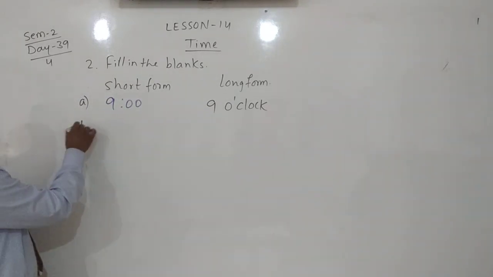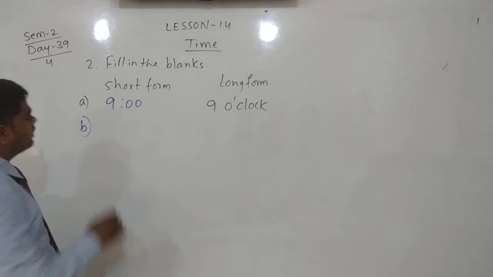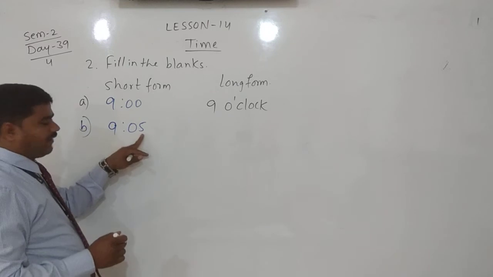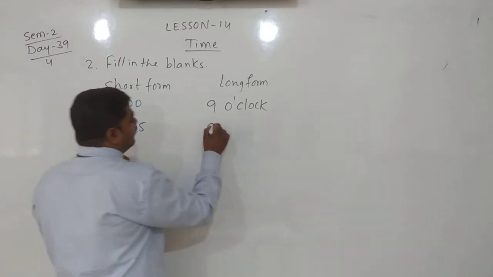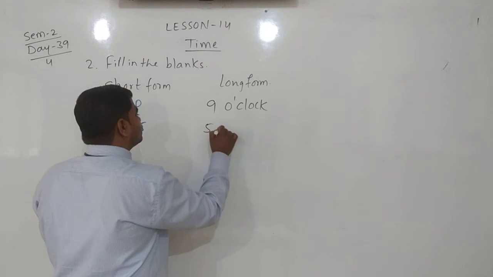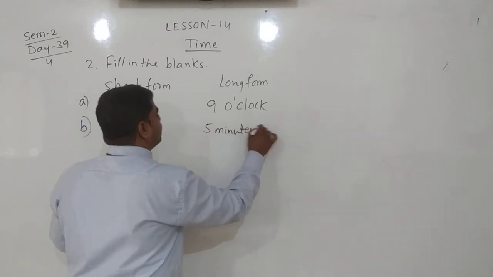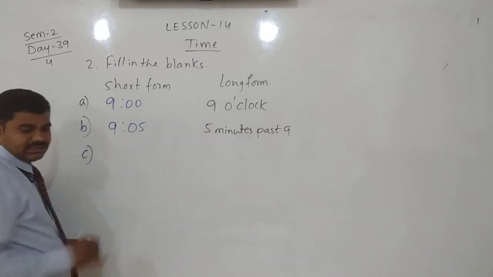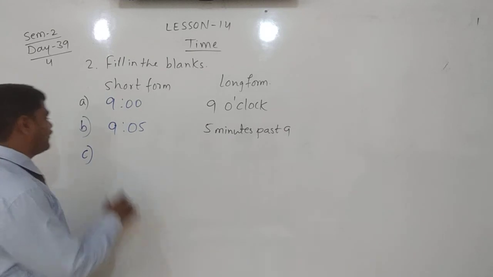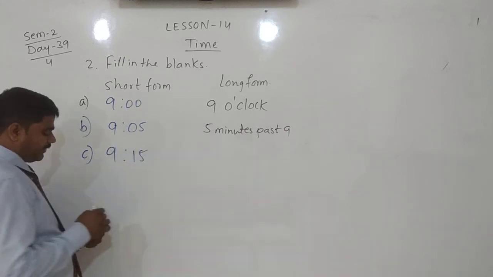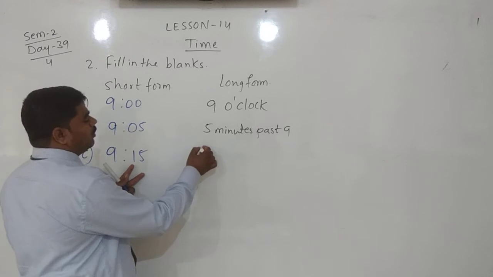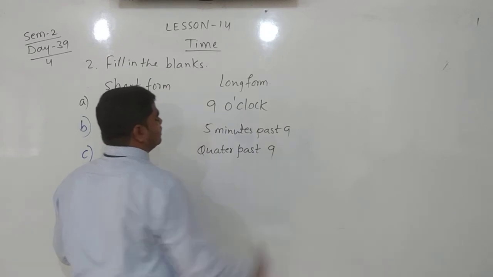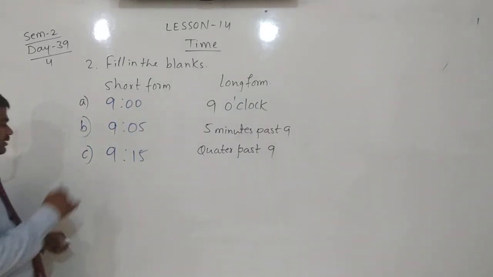And next one, the clock given is B, 9 hour 5 minutes. 9 hour 5 minutes means 5 minutes past 9. You can write 5 minutes past 9. Next, very simple this. 9:15. 9 hour 15 minutes. Then you can call 15 a quarter. Quarter past 9. Very simple.